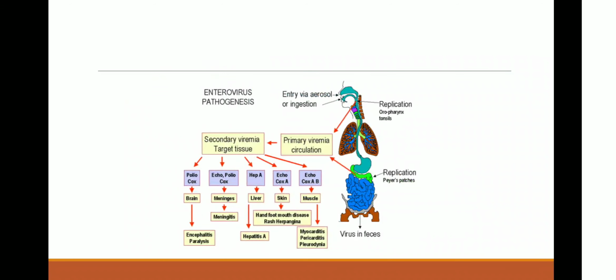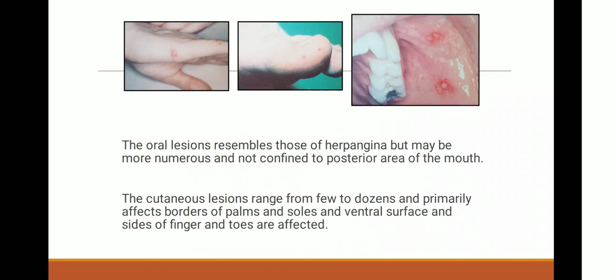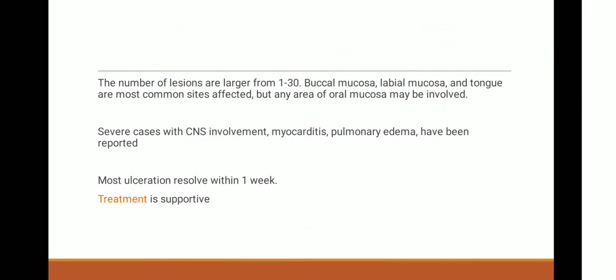If we go to the enterovirus family, here look at number 4, Coxsackie A. It causes infection on the skin as well as the oral mucous membrane. So the disease is hand, foot and mouth disease or herpangina. Now here you can see the lesions on the hand, on the foot, and in the oral cavity. The oral lesions resemble those of herpangina but may be more numerous and not confined to the posterior area of the mouth. The cutaneous lesions range from a few to dozens and primarily affect the borders of palms and soles, and the ventral surfaces and sides of fingers and toes.